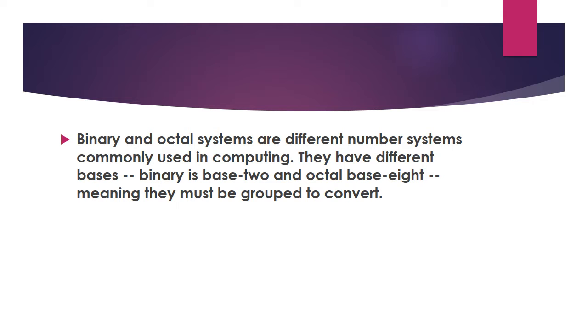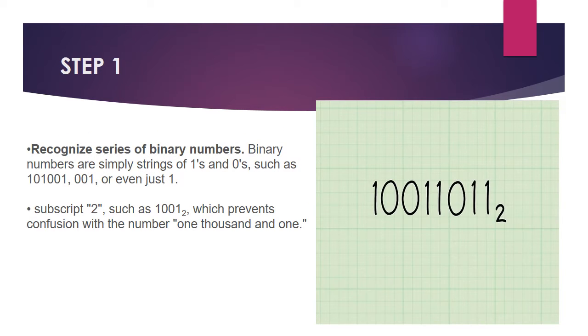Now to convert from binary to octal we need to group digits. This however sounds far more complicated than this very easy conversion actually is. So let's see in detail how to convert from binary to octal. First step, you need to first recognize a series of binary numbers.